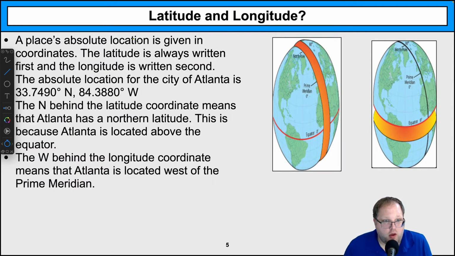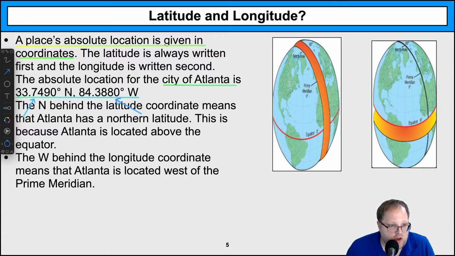We've previously talked in this presentation about how absolute location is always given in two numbers called coordinates. And here's an example. Right here we have the city of Atlanta and its absolute location. The absolute location for the city of Atlanta is a latitude of 33.749 degrees and a longitude of 84.388 degrees. Now, if you notice, behind each of these numbers is a letter.